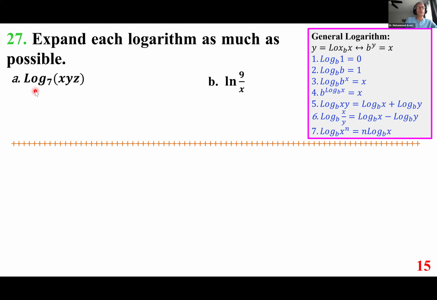Part A, log base 7 of x, y, z. So we are going to use number 5, which is the product rule. It becomes log x plus log y plus log z, and all of them have the same base, 7. Same base.